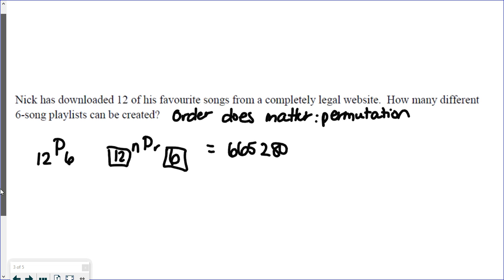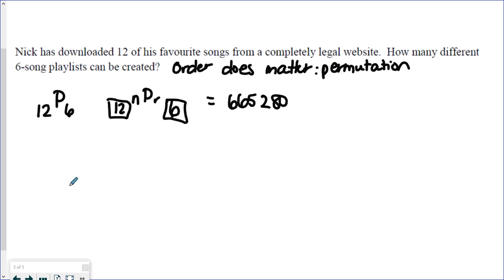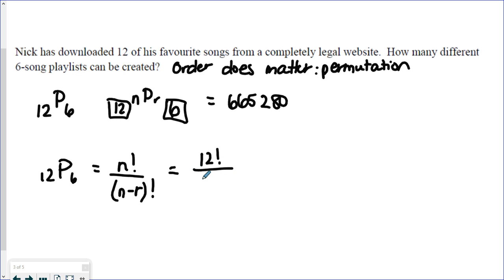You can do it as that equation that we have on the back side, where if we're talking about a permutation of 6 objects out of 12, it's equal to n factorial divided by (n minus r) factorial. So n factorial is 12 factorial, and on the bottom, it's 12 minus 6 factorial. Again, you can punch that into your calculator and lo and behold, you'll get the same number.